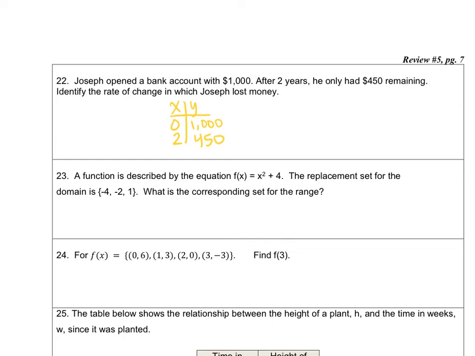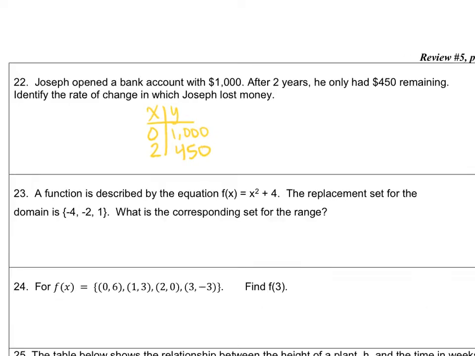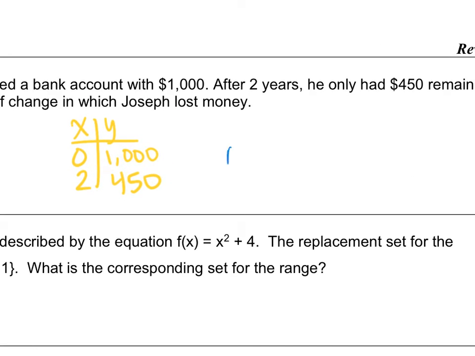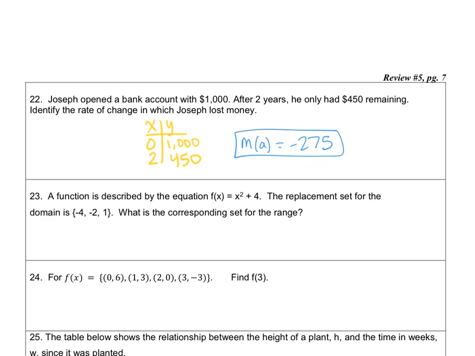So two things can happen. You can plug this into slope by hand, which is the y2 minus y1, or you can plug it into stat edit. When you plug it into stat edit, you will put 0 and 2 in L1, and 1,000 and 450 in L2. And then you'll click stat calc, and you get that your M or your A value is -275. In real world terms, it means he lost $275 per year.